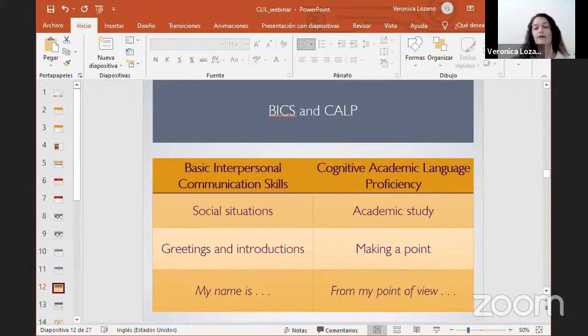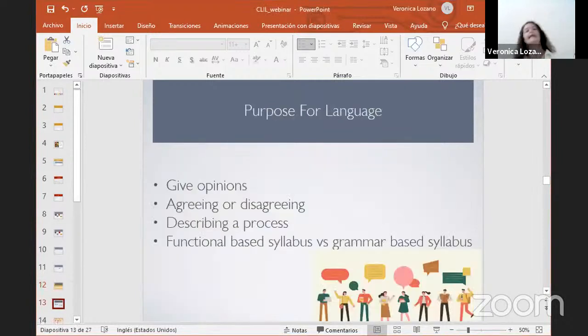Okay, so another way we can help learners develop language when looking at content would be to help them distinguish different structures, different ways of expressing ideas according to their context, if it's a social context or an academic context. Okay, let's move on.